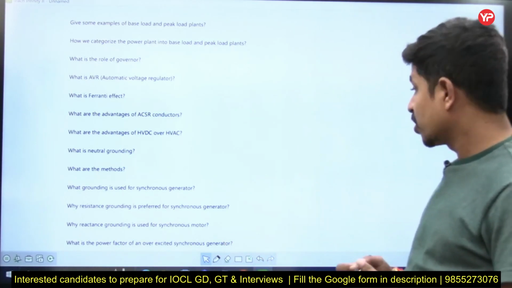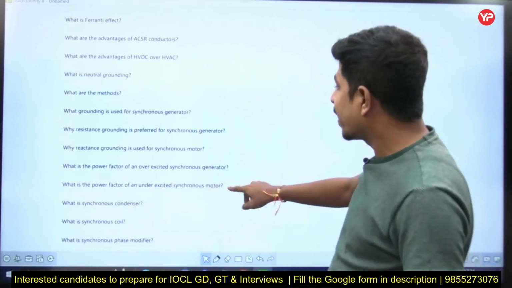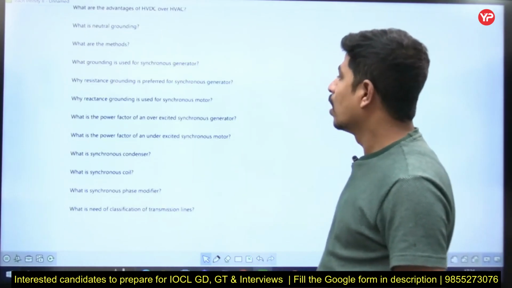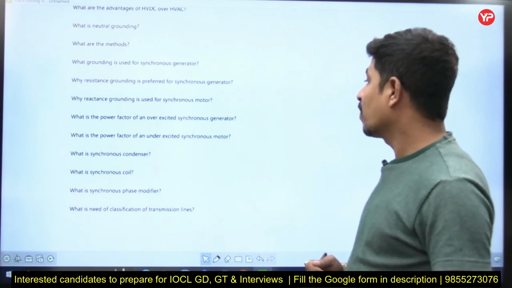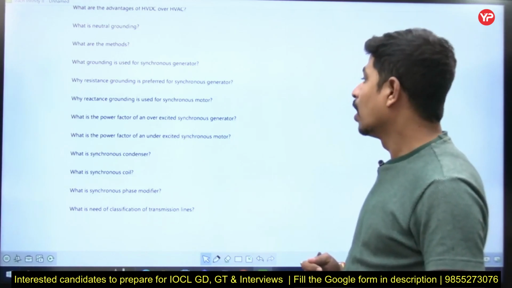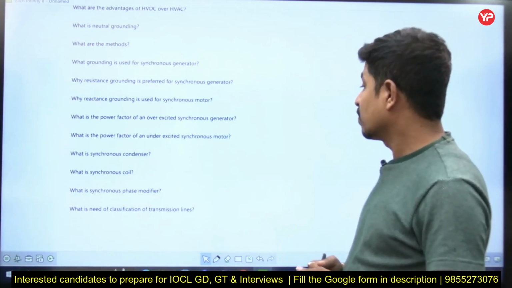What grounding is used for a synchronous generator? Why is resistance grounding preferred for a synchronous generator? Why is reactance grounding used for a synchronous motor? What is the power factor of an overexcited synchronous generator? What is the power factor of an underexcited synchronous motor? What is a synchronous condenser? What is a synchronous coil? What is a synchronous phase modifier?